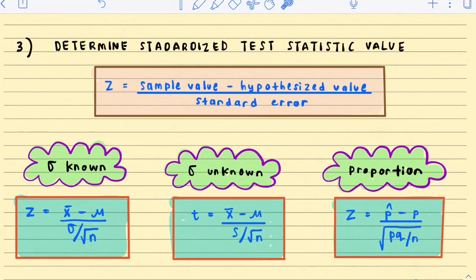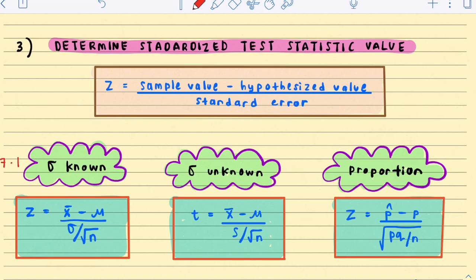Okay, the third step is determine standardized test statistic value. So you have the formula here. Let's say you are using the z-test. The formula is sample value minus hypothesized value over standard error. Here you have three types of test statistic value. The first one will be sigma known.